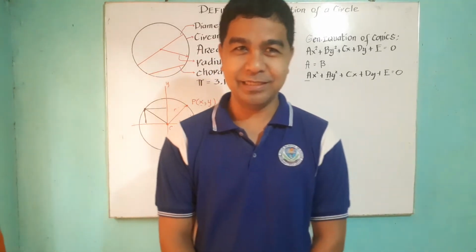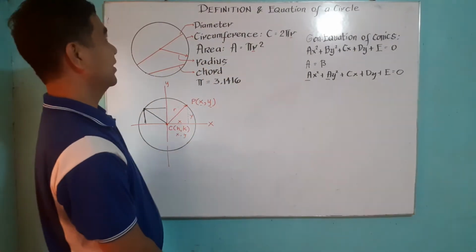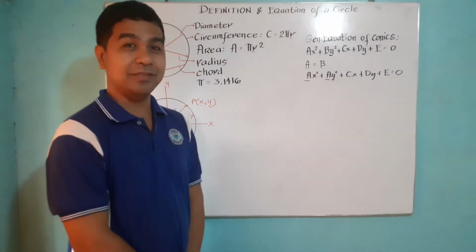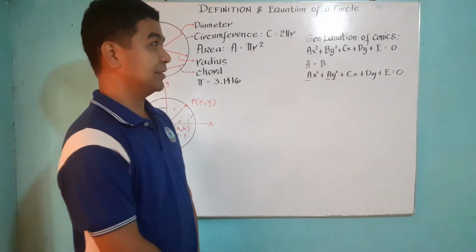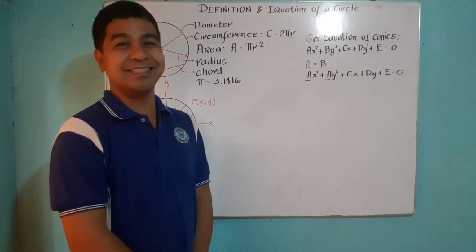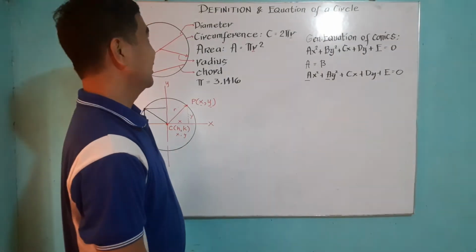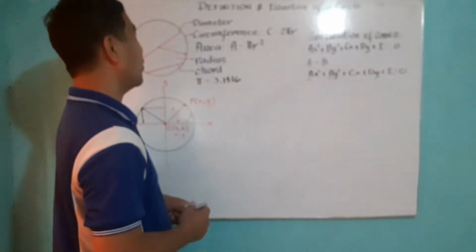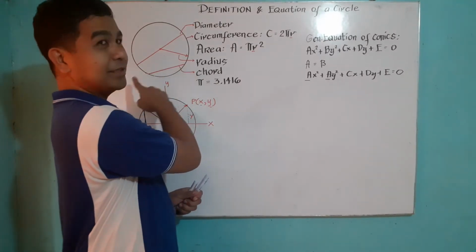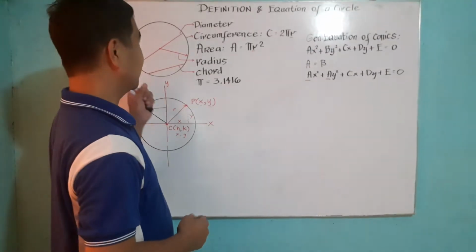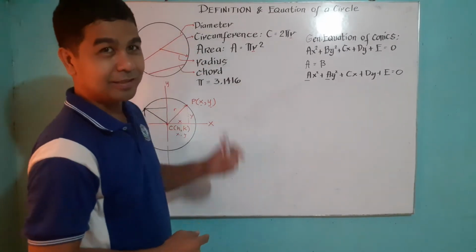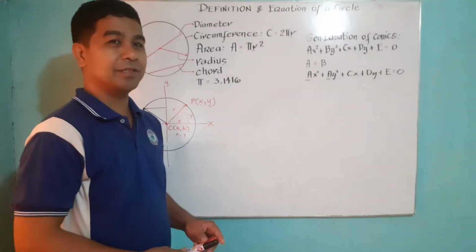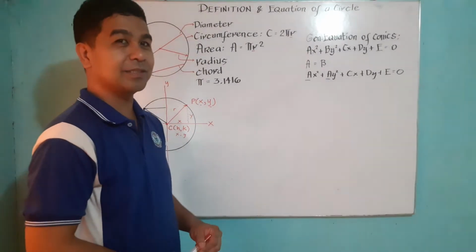Okay, let us see here the illustration. I know you have prior knowledge about the circle from your junior high school and elementary years. We have to discuss the parts of a circle. The first part is the diameter. The diameter is the longest chord, the longest line that passes through the center from a certain point to another point in the circumference of the circle. Next is the circumference, or sometimes you call it the perimeter of the circle.